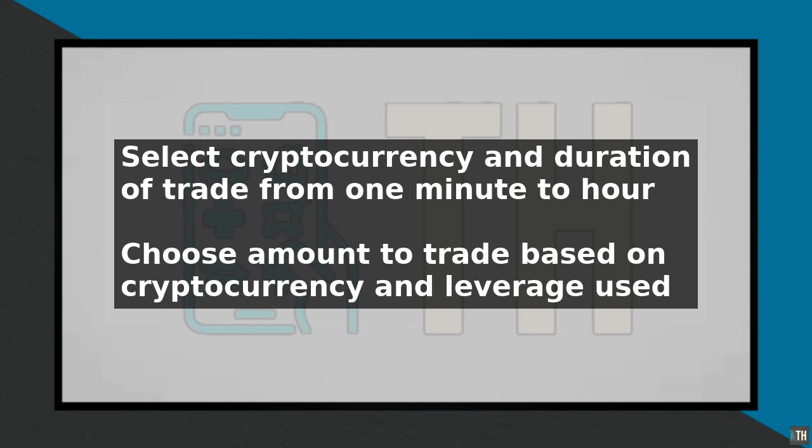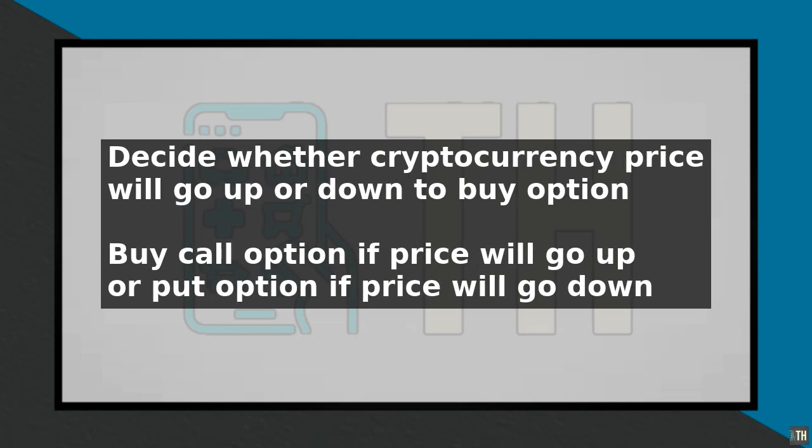If you think the price will go up, you should buy a call option. If you think the price will go down, you should buy a put option. After selecting the option, you can place your trade. If your prediction is correct, you will make a profit. However, if your prediction is incorrect, you will lose your investment.